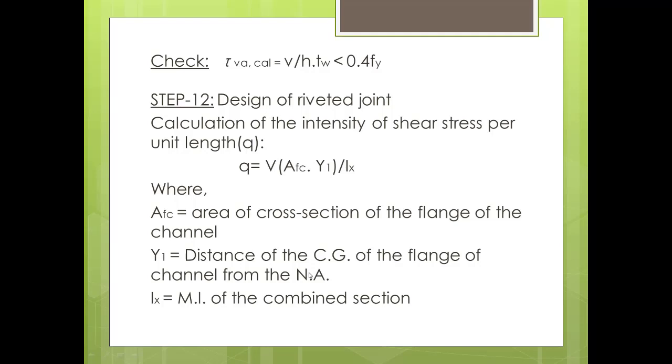I have already said this in the earlier diagrams and earlier steps. Just have a look. And Ix is the moment of inertia of the combined section. So we have to calculate all these steps, do them one by one, and we have to do the design for gantry girders in this manner.